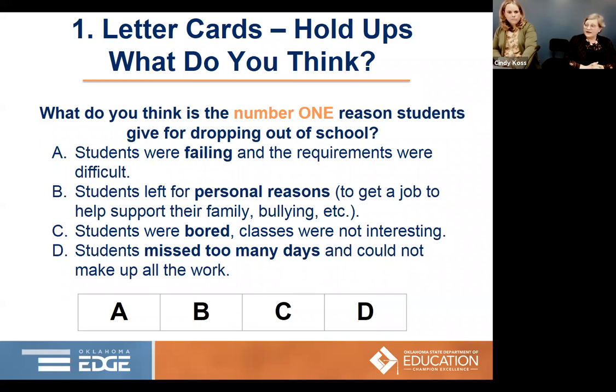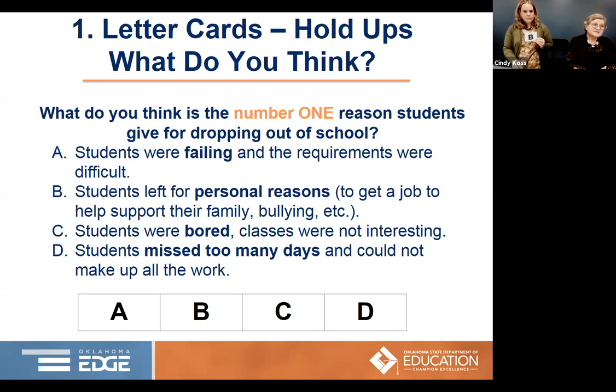So if you actually had your letter cards, this is what you would be using. And here's your question. What do you think is the number one reason students give for dropping out of school? These are your choices. And after I read them, if you would be so bold as to put your response in the chat box. A, students were failing and the requirements were difficult.